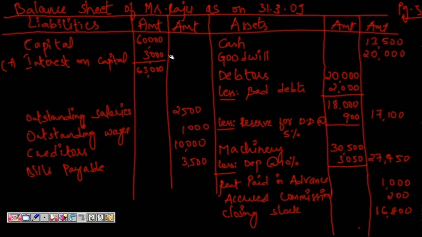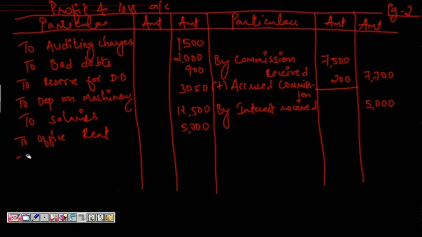Interest on capital, 60,000 plus 3,000. The first adjustment is we have already added to the capital. Then the second adjustment, since it is a loss, we will post in the P&L account. Right here, to interest on capital 3,000.